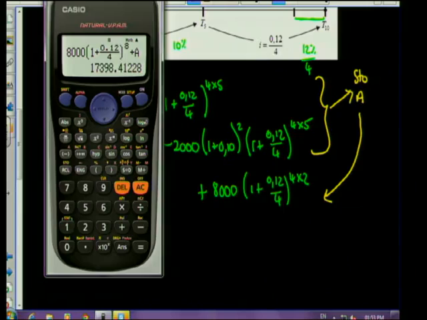And the beauty of it all is at this stage I can now round off. So it's 17,398 and 41 cents. Remember, you round off to 2 decimal places, so look at the third place to see if you're rounding up or down. Okay, so let's just write there. That will be 17,398.41.